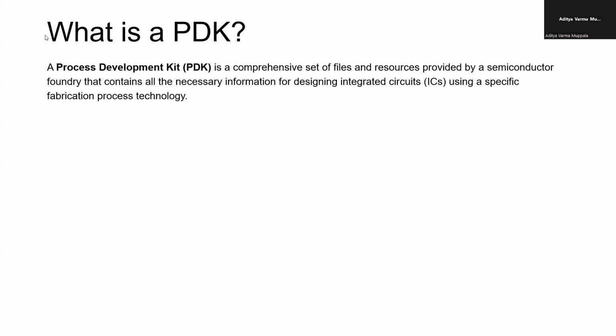So I'll start by talking about something called a PDK, which is a common term used in chip design. It's called a process development kit. And the process development kit is a comprehensive set of files and resources provided by a semiconductor foundry that contains all the necessary information for designing integrated circuits using a specific fabrication process technology.